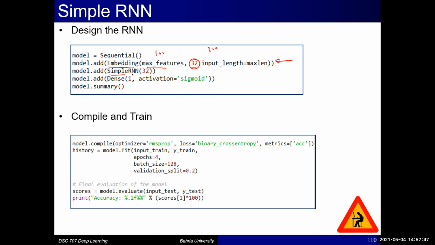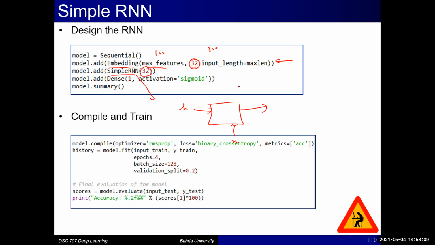Then SimpleRNN is the name of the layer, which we discussed in detail a little while back, where you have weight matrices, you have input, you have the previous hidden state, you multiply them, apply tanh and give the output. For that, in TensorFlow, the name of the layer is SimpleRNN.